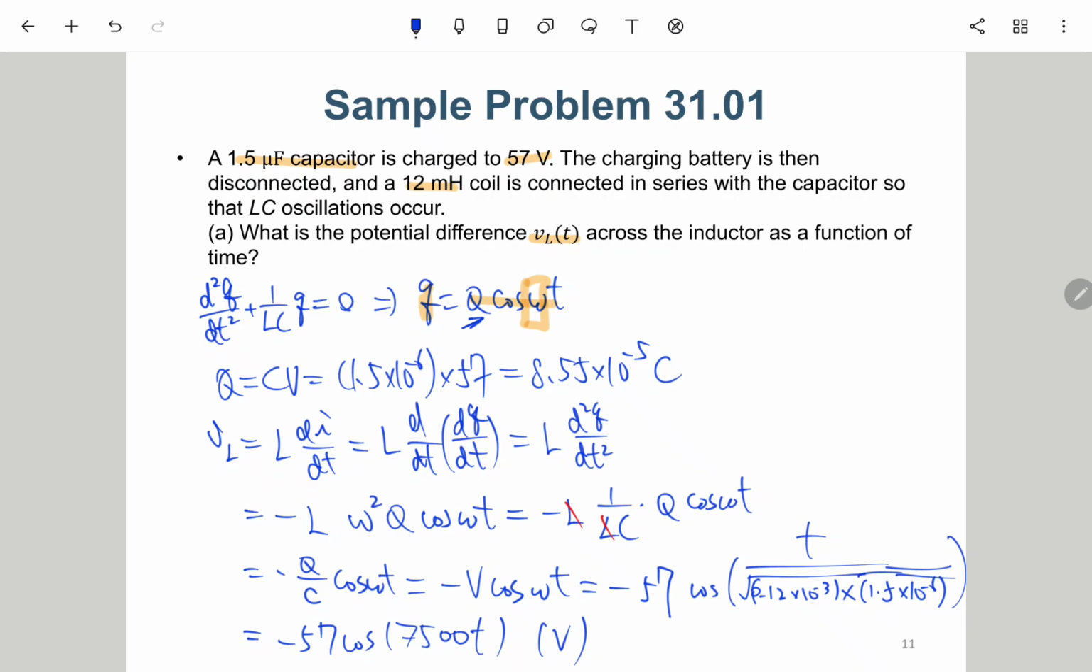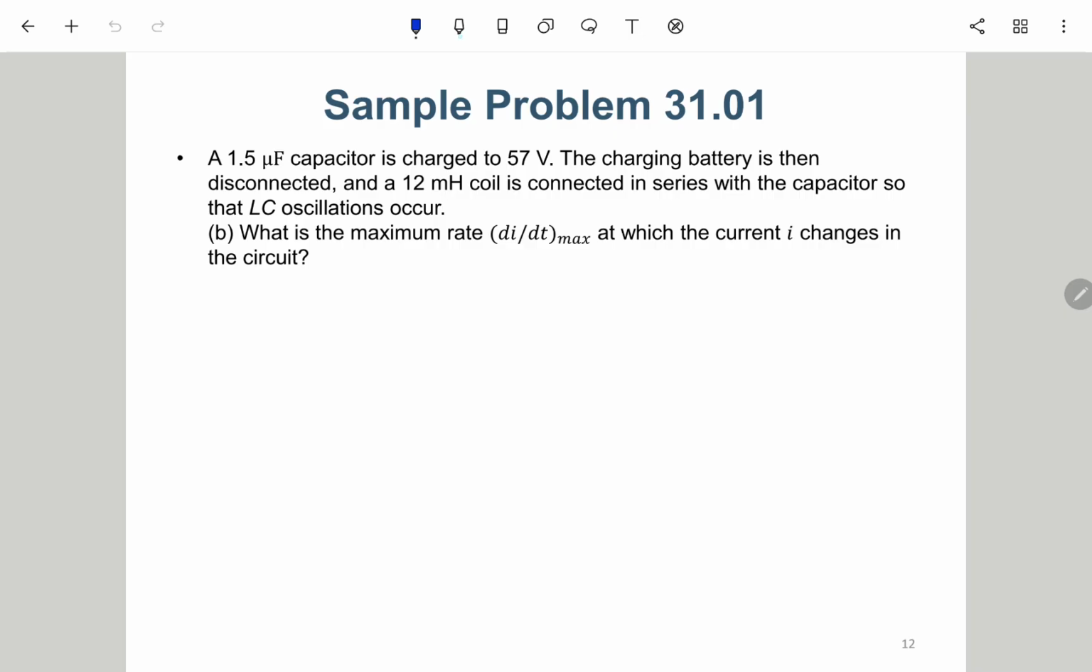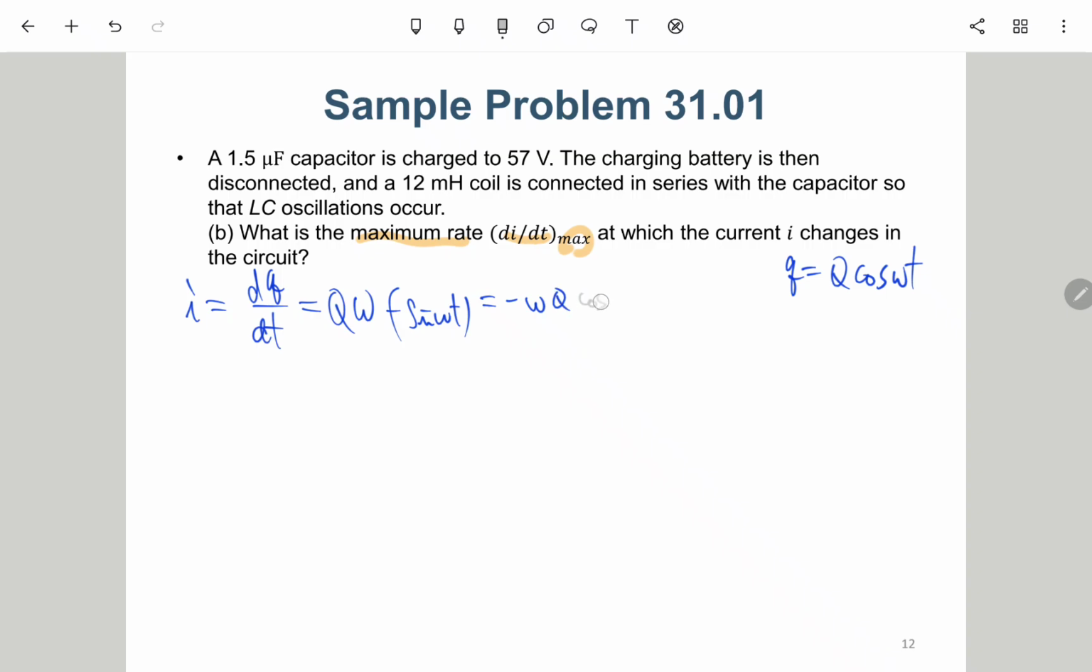Okay, so this is the answer to question A. For question B, what is the maximum rate, di/dt max, at which the current I changes? Of course we need to find I first. So I will be dQ/dt, and just recall Q equals capital Q cosine omega t. So dQ/dt will be capital Q, and then cosine turns to negative sine omega t, and then we have omega as the chain rule. So this is negative omega Q sine of omega t.